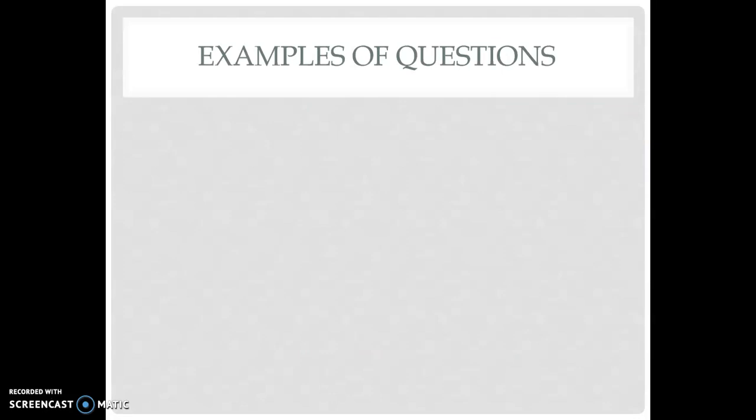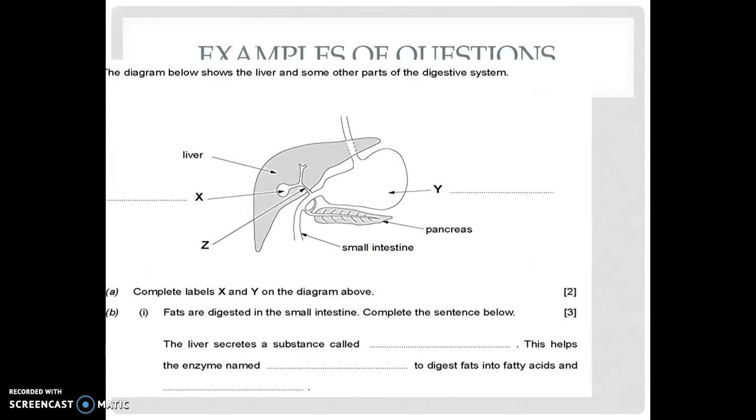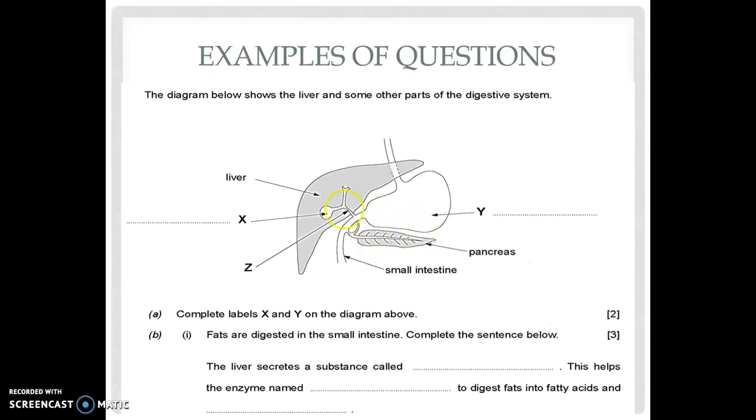Here are examples of questions that you can expect from this digestive system topic. We already learned all the parts and their functions, so the questions will mostly be about the parts. They ask you to label some of the parts, and sometimes they ask you to answer the functions and so on. Here you can see X and Y. What is X? This is the gallbladder. Y is the stomach. That's what they ask you to do. And then the second one, you have to complete this with the suitable terms.